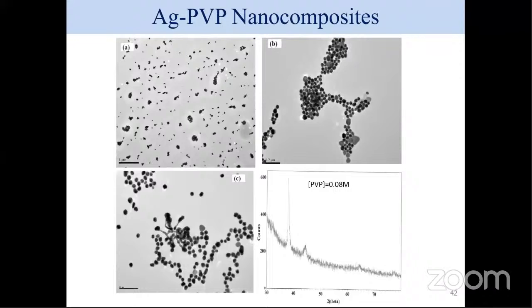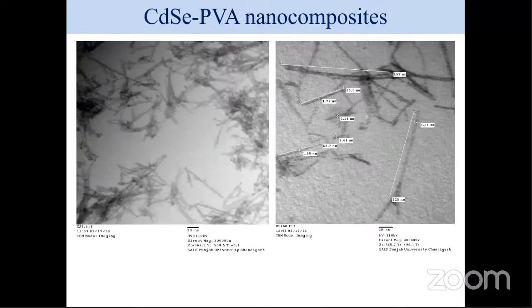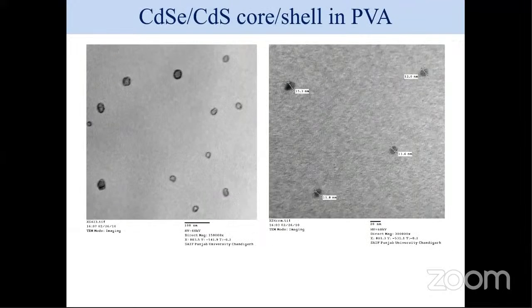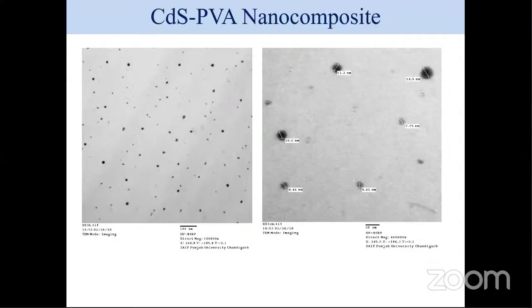And here you can see, as we have increased the molecular weight of PVP, what will happen? The shape of the nanoparticles is changing from hexagonal to needle type of shape, you can see here. Then this is another nanocomposite. This is a cadmium sulfide, cadmium selenide nanocomposite material. And here we can see that a bronze type of structure we are getting. Then the next one is the cadmium sulfide.